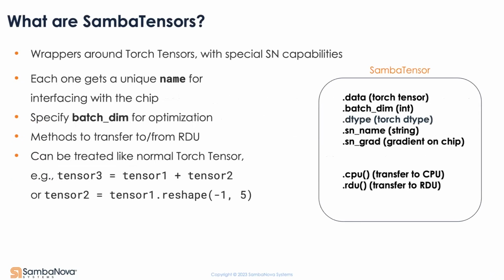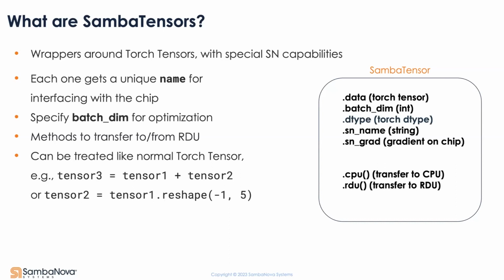So a Samba tensor is really just a wrapper around a Torch tensor with a few additions to help it work optimally on an RDU. Each Samba tensor is named. This helps with tracking and tracing the tensor as it moves through the RDU and through your graph. And while optional, you can specify a batch dimension. By default, it's usually the 0th element of the tensor, but you can specify it if you have a different one. And the functions you're familiar with on GPU to move from GPU memory to CPU and back and forth, we support those as well.